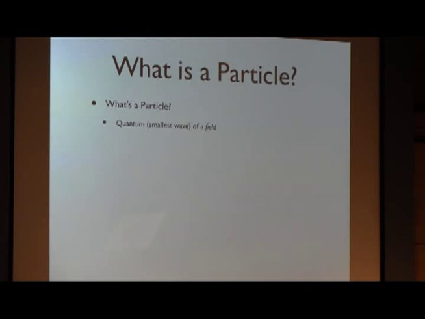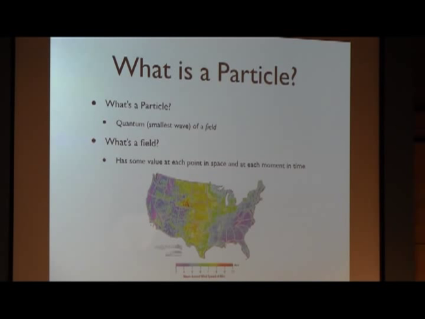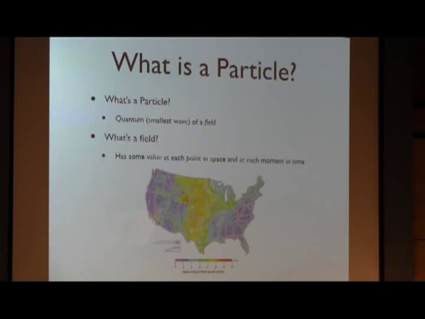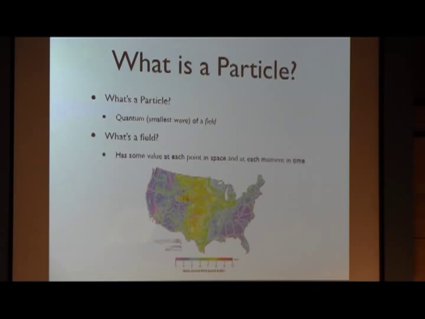Okay, so let's take a step back. What's a field? A field is a mathematical object that has some value at each point in space and at each moment in time, right? One of the best examples of a field is a wind field. If you go outside, you can measure the wind with your finger at every point around you. So the wind has some speed at every point. This is a map of the United States where the wind speed is measured 80 meters above surface because that's where they put those giant turbines. And this is averaged over a year, but at each moment in time, the wind speed has some particular value. So the wind speed is a field that has a particular value at each point in space and at each moment in time.